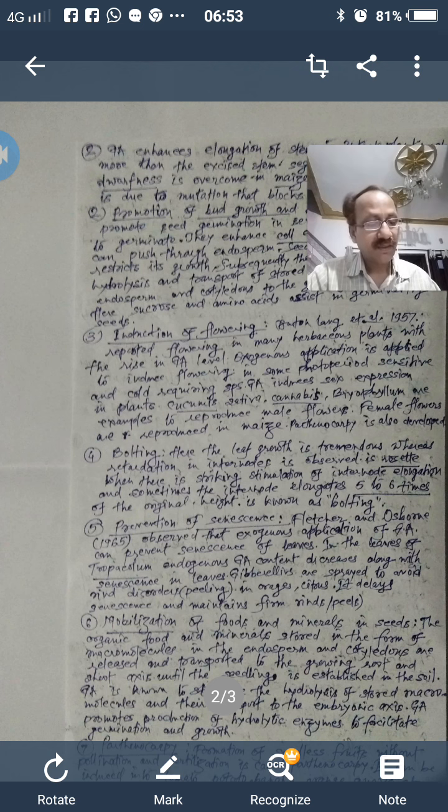Parthenocarpy. Formation of seedless fruits without pollination and fertilization is called parthenocarpy. It can be induced in tomato, potato, banana, orange, guava, etc.